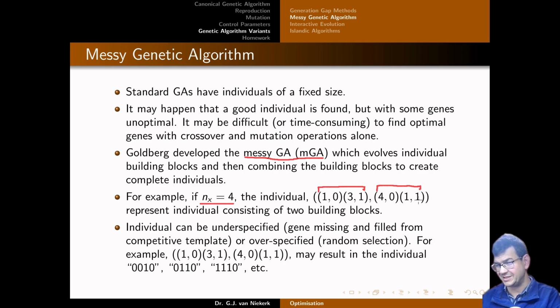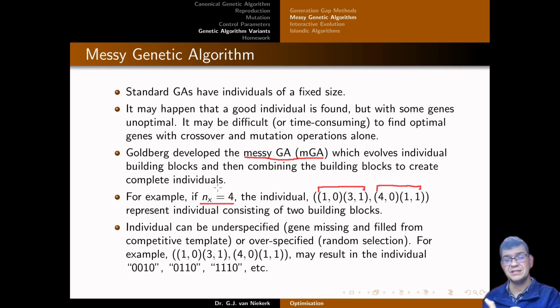And immediately you're going to see that there's a problem here, because an individual can be underspecified: there's a missing 2. Where's position 2 in this? There's no position 2. And it can also be overspecified: there are 2 position 1s. Now, typically this could be resolved by a majority vote in case of overspecification, or in both cases you could use a competitive template to fill in those uncertain areas in the actual chromosome. And in that way, you can represent the chromosome of your individual by these building blocks.